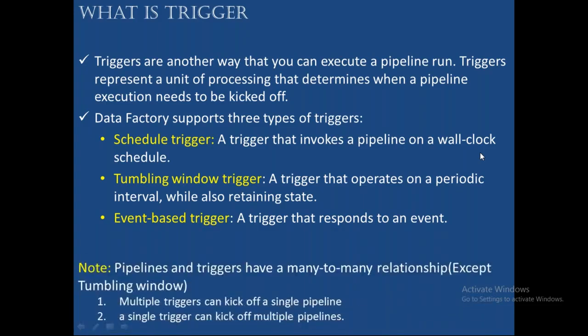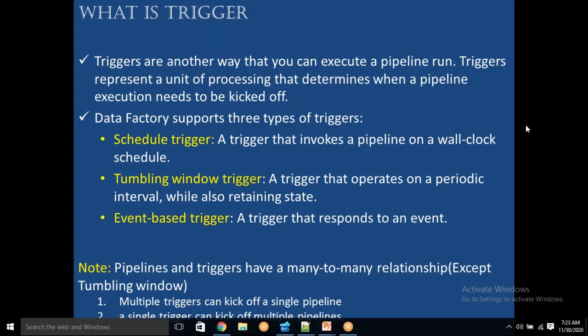Now we also know one more thing, that is pipelines and triggers have a many to many relationship for schedule trigger and event based trigger. But when we have a tumbling window trigger, it is a one-to-one relationship. But what is a many to many relationship? Can somebody tell me, friends, what is a many to many relationship? We discussed. A trigger can be attached to multiple pipelines. Similarly, a pipeline can be attached to multiple triggers.